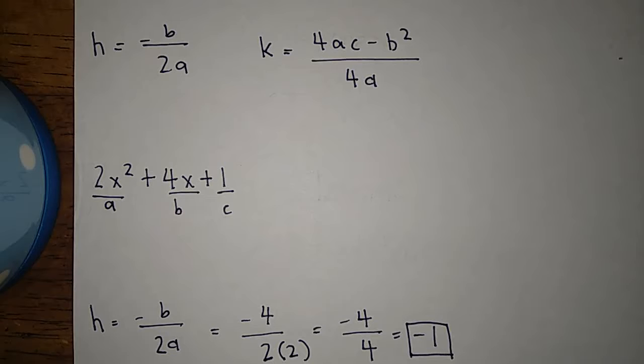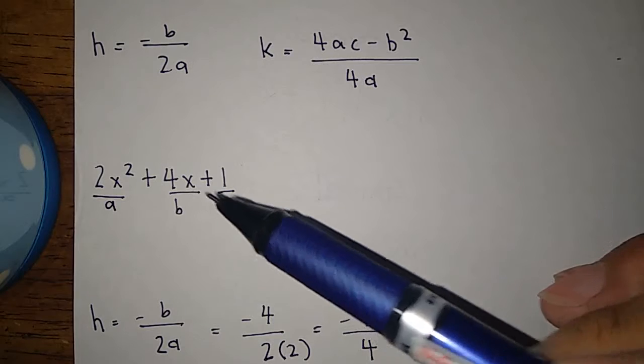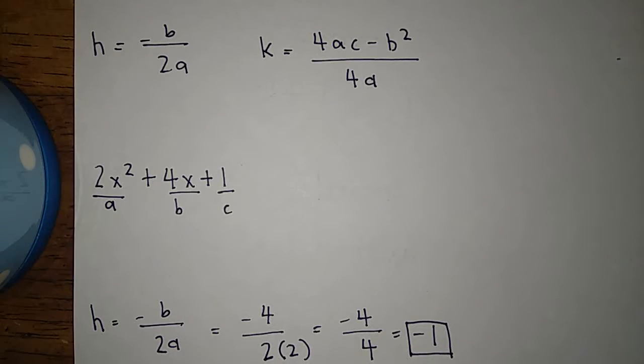Now, to get the value of h, the first thing we're going to do is to substitute the value of every single variable. Substituting the value of b, which makes it negative 4 because the actual value of b is 4 and the negative in the actual equation, over 2 times the value of a, which is 2, multiplying them to get positive 4, dividing negative 4 by positive 4 in order to get the final answer of negative 1, which is the final value of our h.